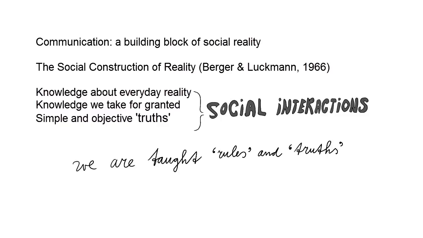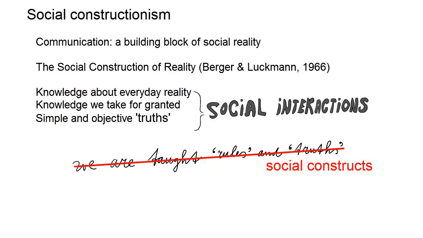We are socially taught seemingly fixed rules and truths that in reality are social constructs. This reality is unique for every individual. Our own reality lives, evolves, and dies with us, and in a way, we are at the center of it. This is a theory of social constructionism that was further developed by scholars in the 60s and 70s.